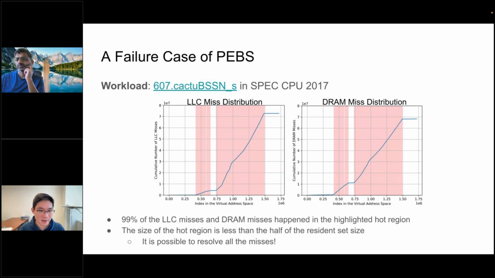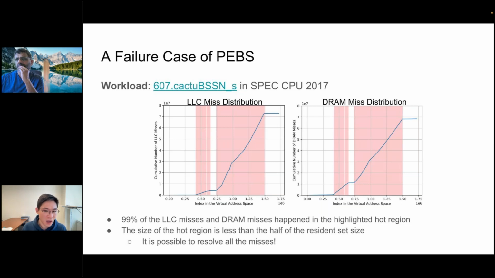What we can see is that almost all of the LLC misses happened in the highlighted hot red region. We see a similar pattern in the DRAM miss distribution. In the graph on the right, the x-axis is again the virtual address space, but the y-axis is the cumulative amount of DRAM misses. Again, almost all the DRAM misses happened in the highlighted hot red region, which we call the hot region. Actually, 99% of the LLC misses and DRAM misses happen in the hot region.